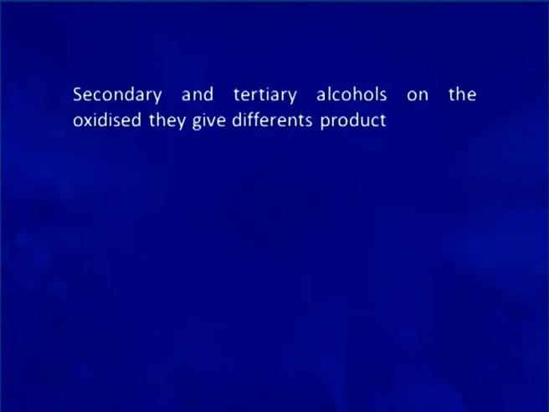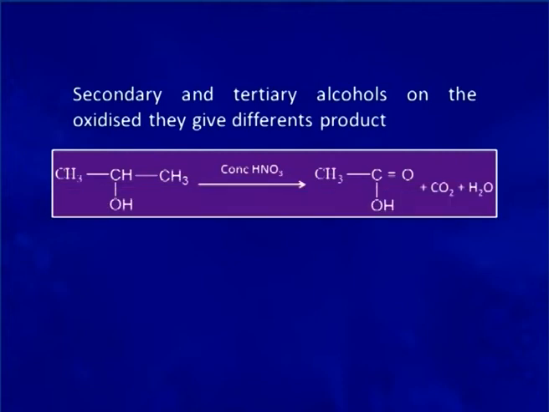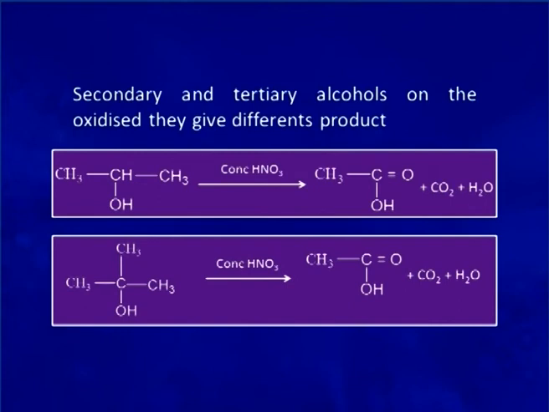Secondary and tertiary alcohols, on the contrary, when oxidized give different products. Secondary alcohols form ketones, whereas tertiary alcohols give carboxylic acid with a smaller number of carbon atoms as compared to the starting alcohol. Or in other words, we can say that secondary alcohols give carboxylic acid which has fewer carbon atoms than the starting alcohol. Similarly, tertiary alcohol also forms carboxylic acid which has fewer carbon atoms than the starting alcohol. It is only the primary alcohol which gives carboxylic acid with a similar number of carbon atoms.